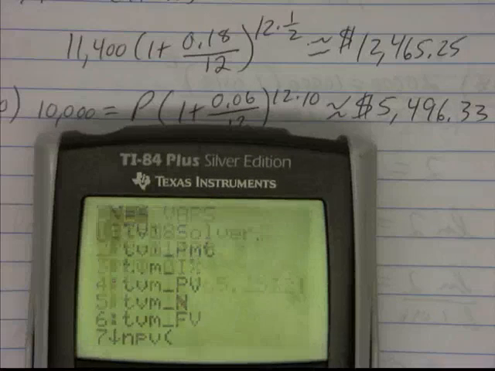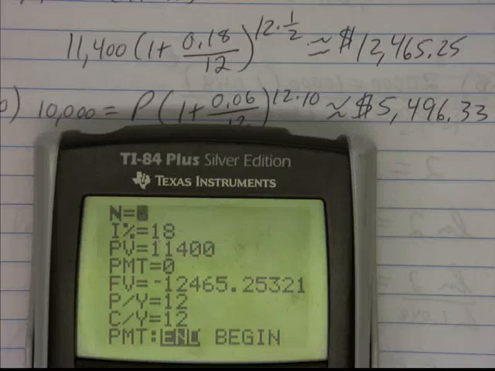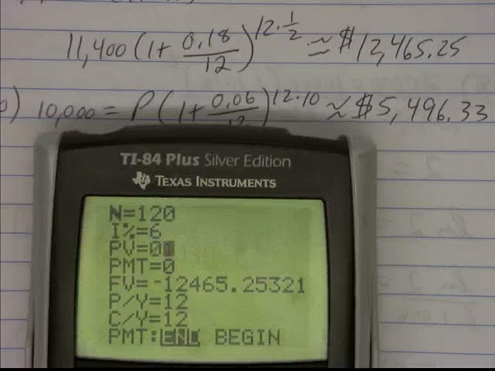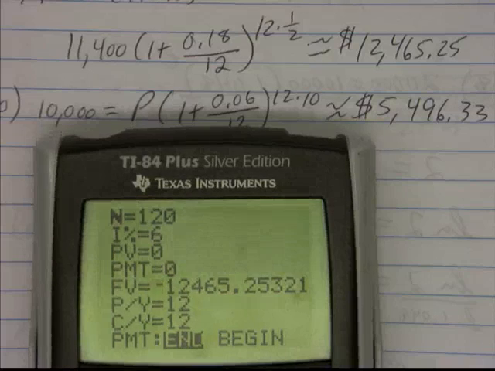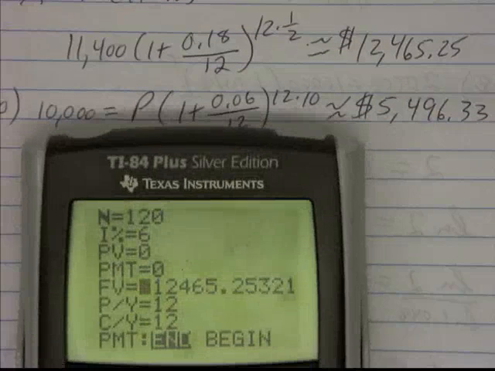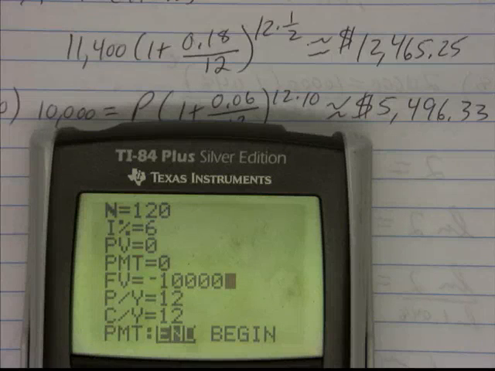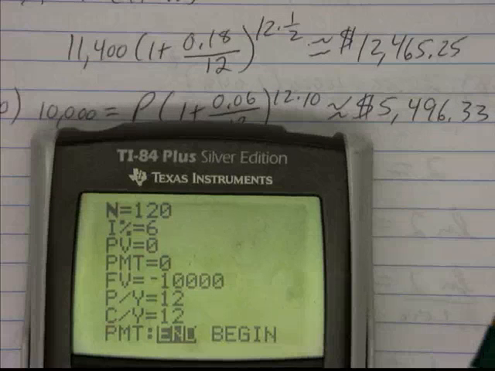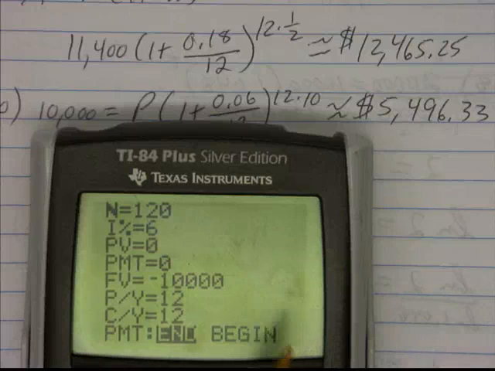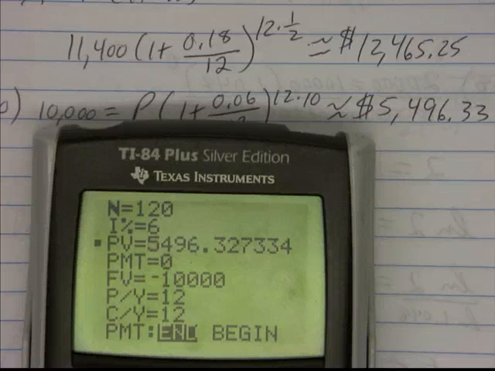If we go into finance, for this one we're dealing with 12 months a year for 10 years, so it'd be 12 times 10. And you just put that in and it'll calculate for you. Our interest rate is 6%. Our present value we don't know. Our payments, we aren't making any payments. And our future value is going to pay out to us $10,000, so we put in a negative 10,000, and then it's monthly. So our present value is $5,496.